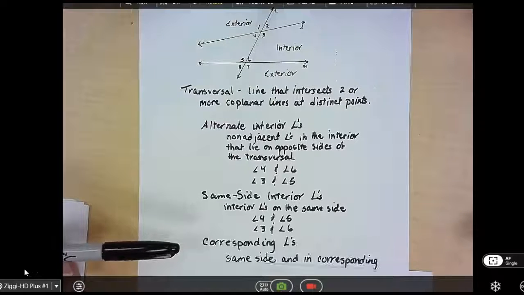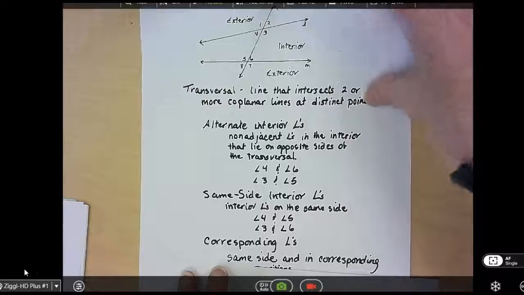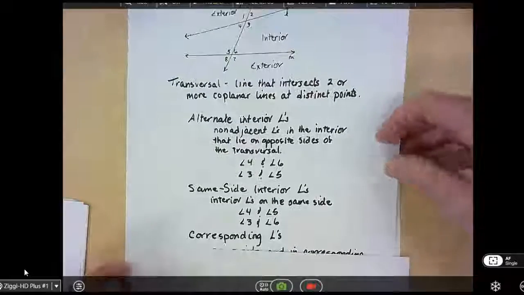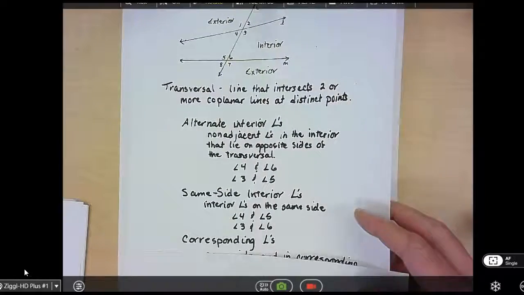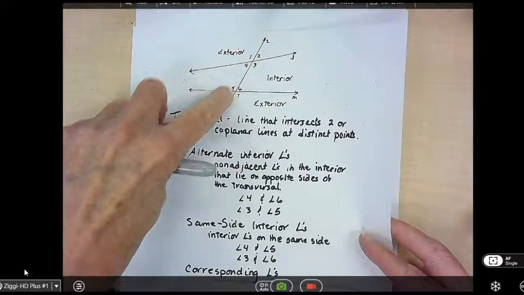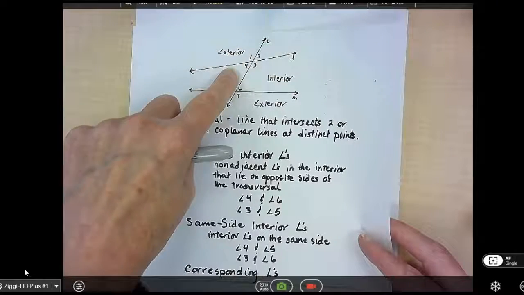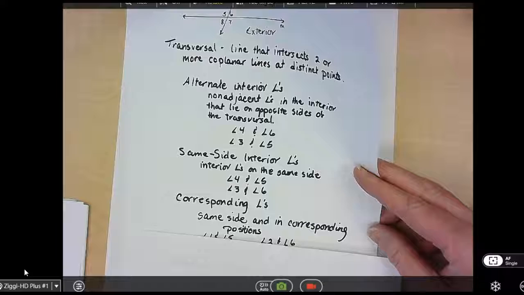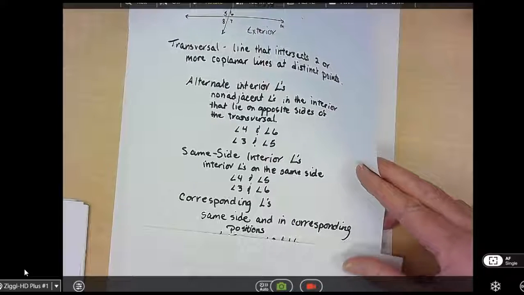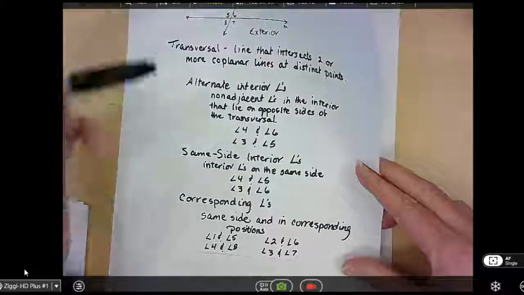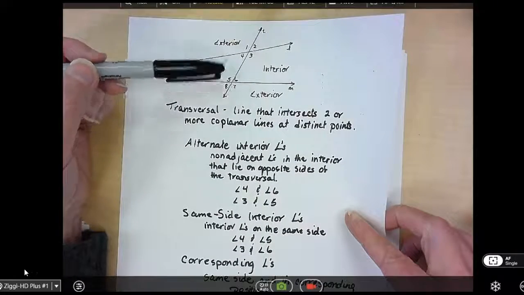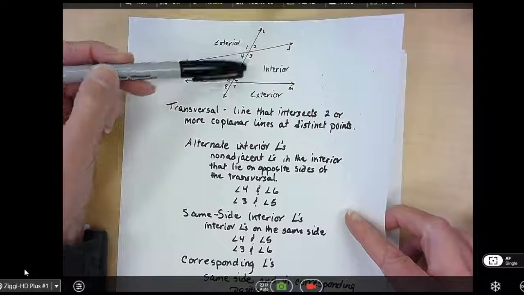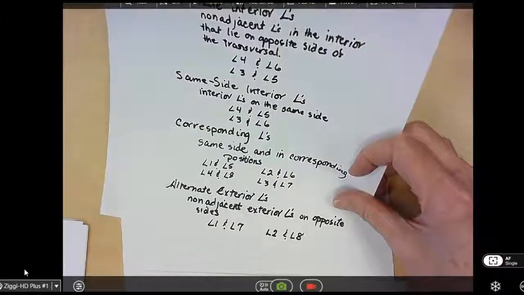If we talk about corresponding angles, I'm going to have to be sliding back and forth here. If I took an angle and slid it down on top of itself, they would be called corresponding. They're in the same position. So corresponding angles are on the same side and in corresponding positions. Angle 1 and 5 up here correspond. 4 and 8 correspond. 2 and 6, 3 and 7 are corresponding angles.